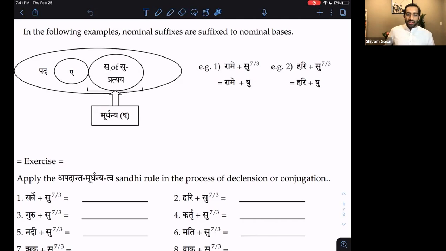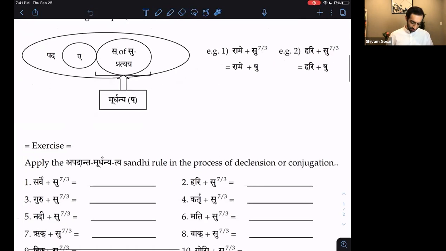Yeah, I'll explain adesha. There's an example, we'll see that in a moment. Then harisu becomes harishu. That sakara is part of a pratyaya preceded by in, the e, and it's not part of a pratyaya, or it's not at the end of a pada. That's what I meant to say. So that sakara gets replaced by shakara.